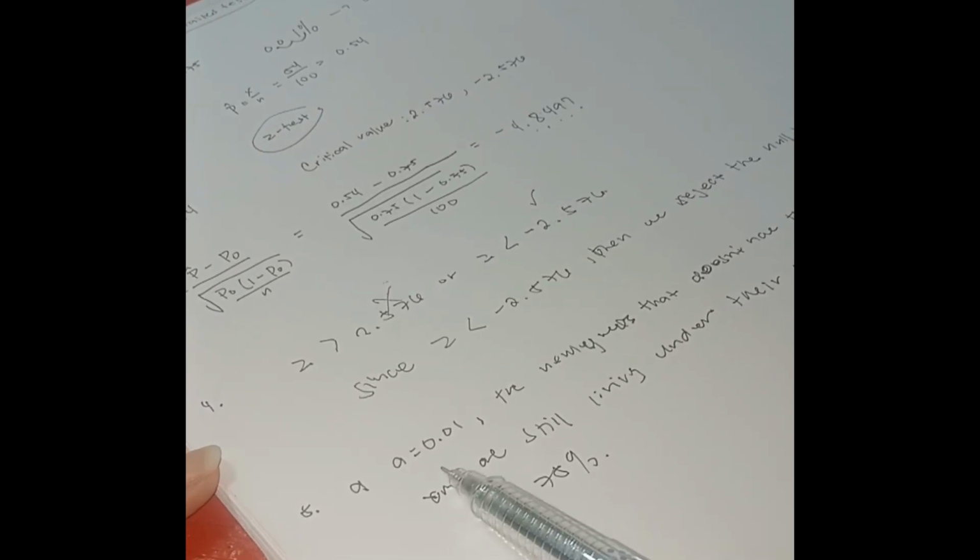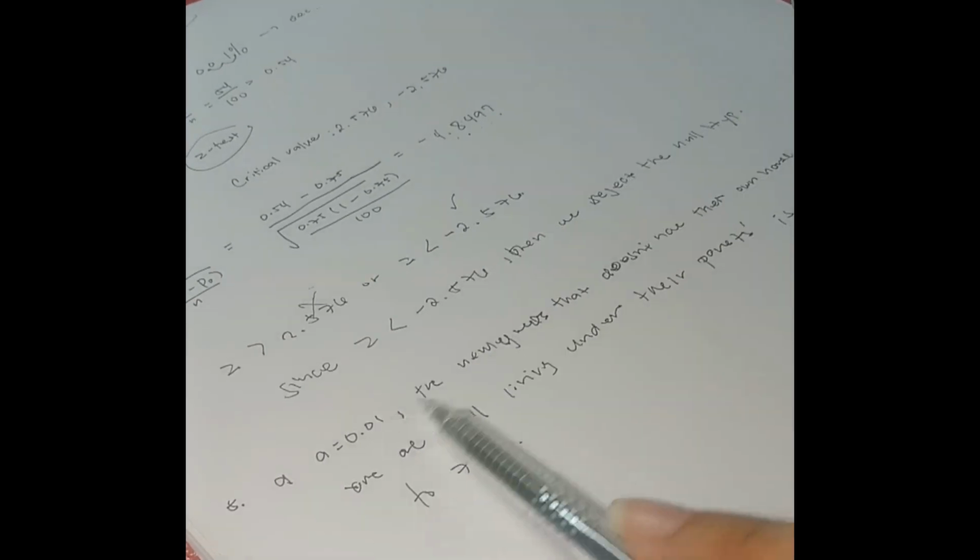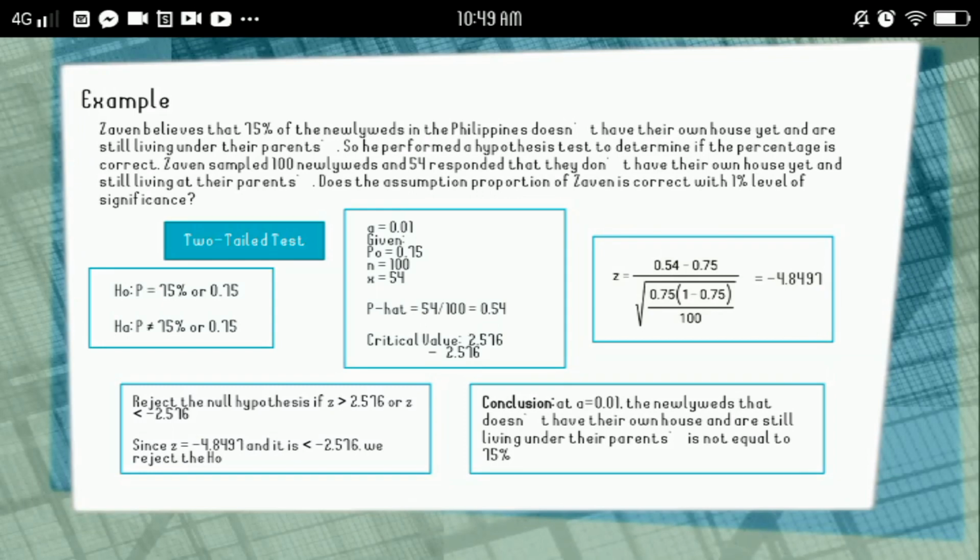So, at alpha is equal to 0.01, the newlyweds that don't have their own house yet and are still living under their parents is not equal to 75%. So, nire-check natin yung claim. Now, let's take a look. Pangit kasi yung sulat ko kanina, so dito tayo. So, ayan, two-tailed test yung ginamit natin.